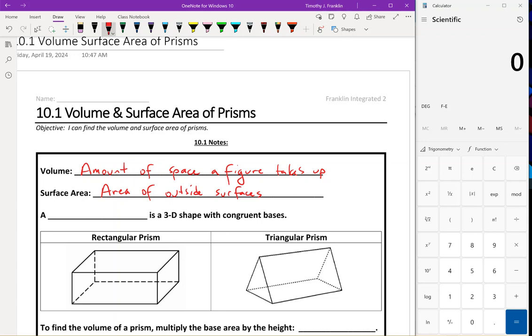Okay, so volume is going to be given in a cubed unit, like inches cubed. Surface area is area, and so we're looking at inches squared, or whatever the unit is, squared.